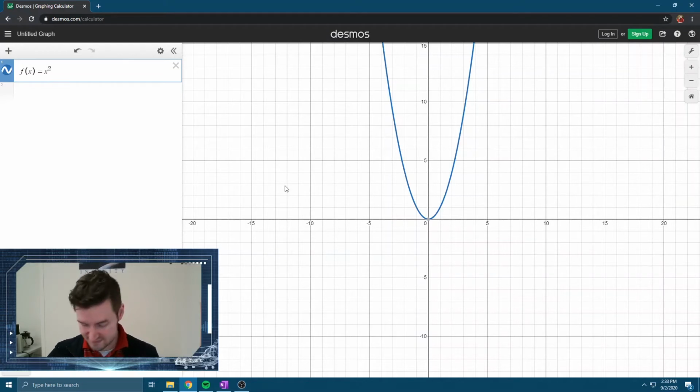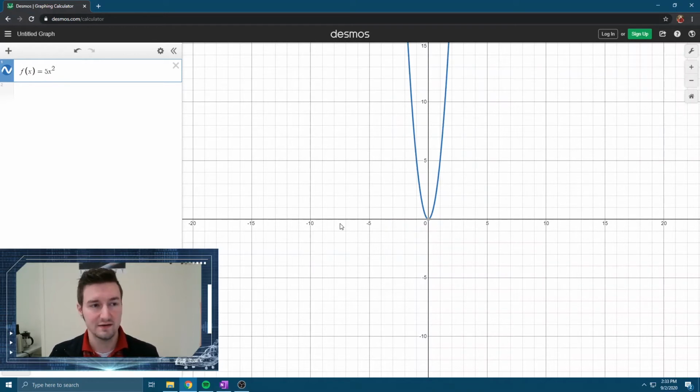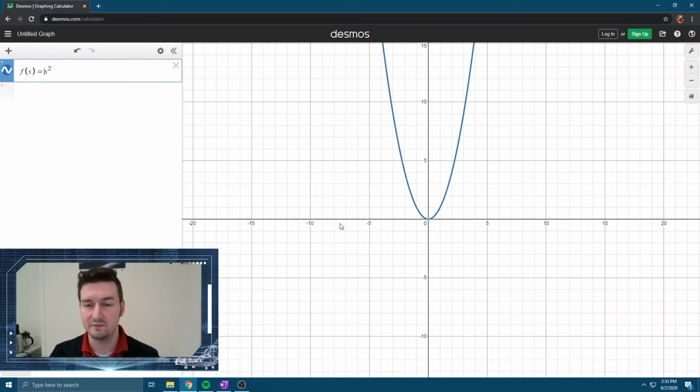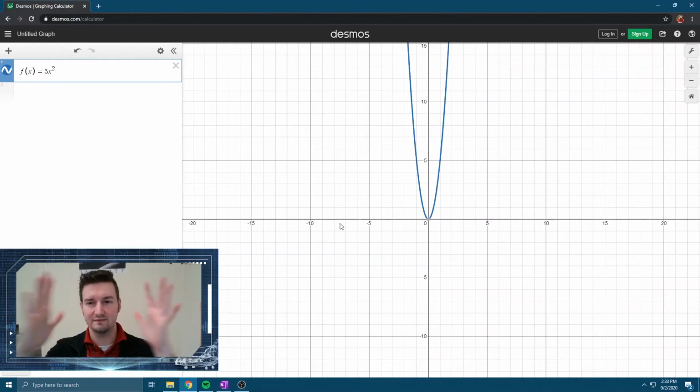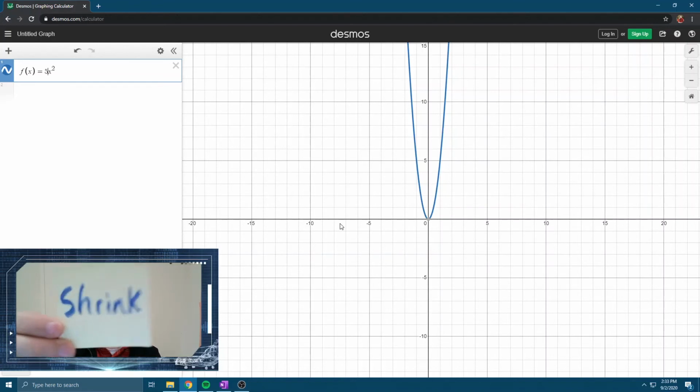What if instead of adding or subtracting a number, we threw a number out front? Let's put that 5 out in the front. Notice what happened. Here's our regular one. We multiply by 5 out front. Notice it shrinks it or pushes it in together, makes it kind of skinnier or thinner. This is called a shrink. So that's our third type of transformation.